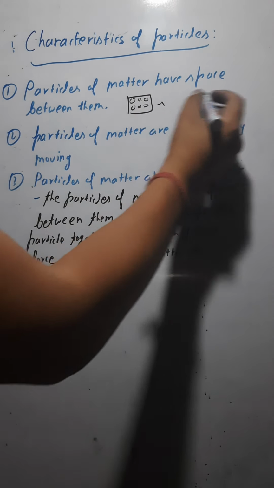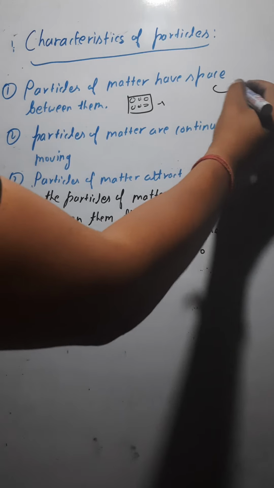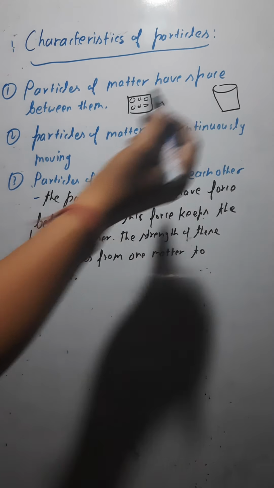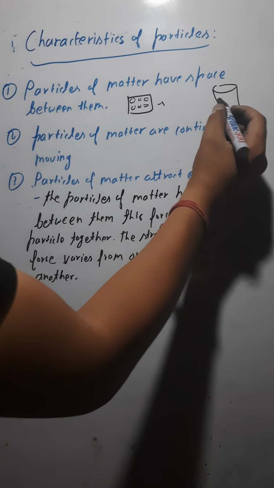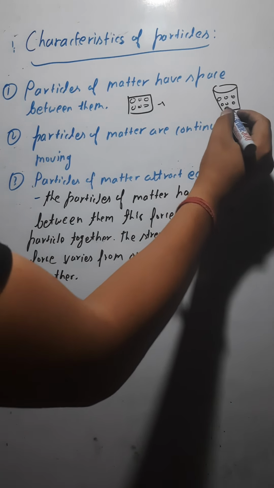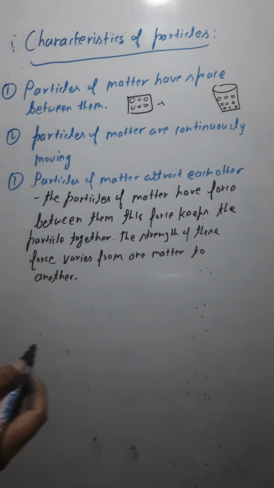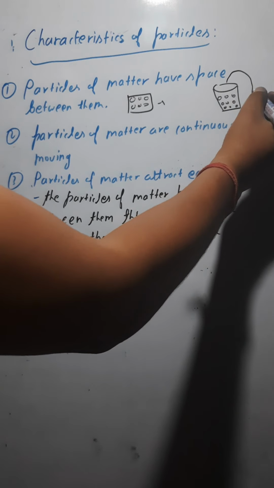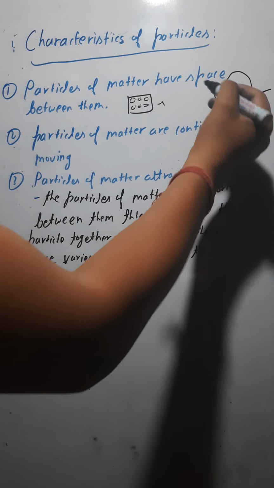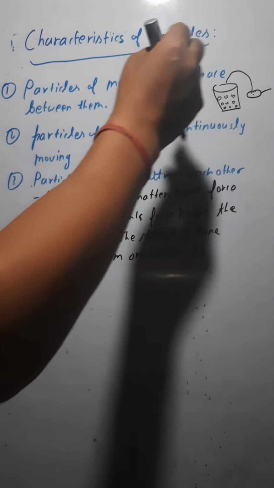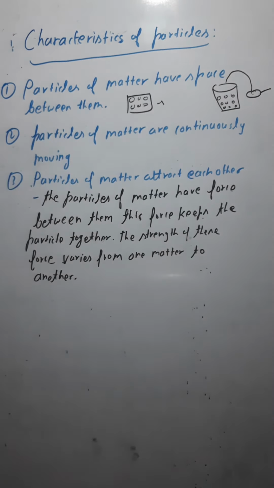Let's say we have a glass of water. Here you have the particles of water. So particles of water are also separated by some distance. They also have some distance between them. When you add a spoon of sugar here, after some time you would see that the sugar is not there. So the sugar gets dissolved in this water.